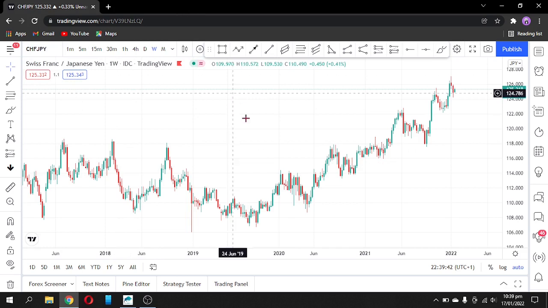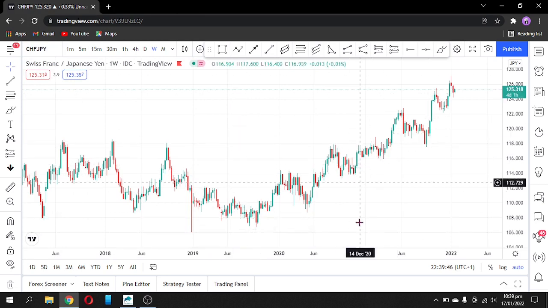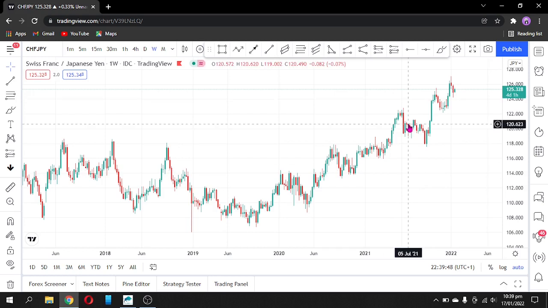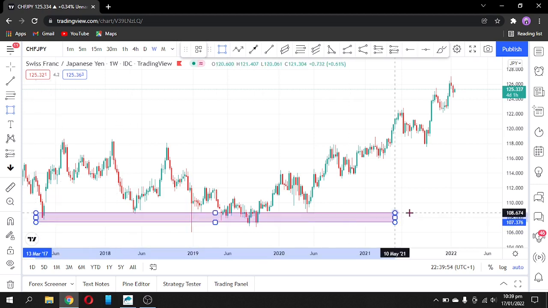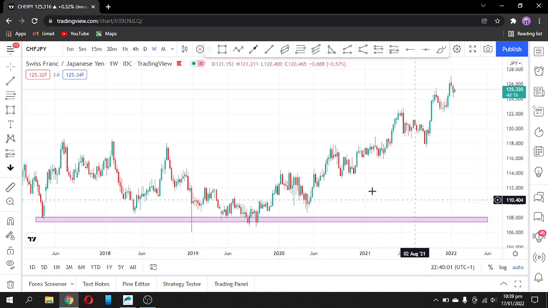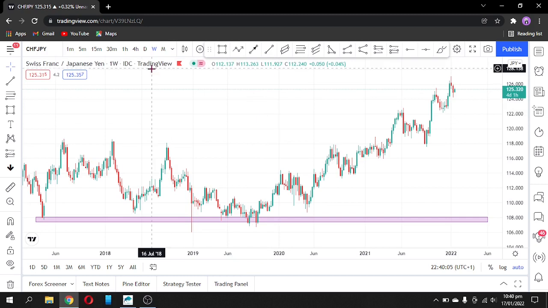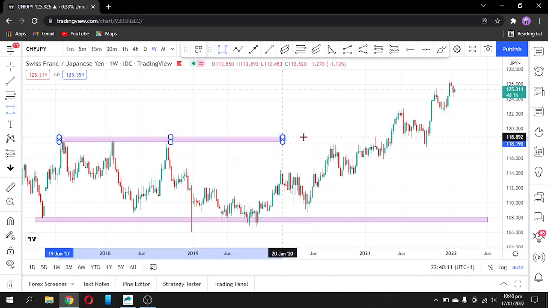weekly time frame. I usually use the higher time frame in order to get the overall trend, and the first thing I would like to do is plot out my support and resistance zone like we have here. This is a support zone, a major zone, which is a very significant zone for us, and I have another zone here which is our resistance.